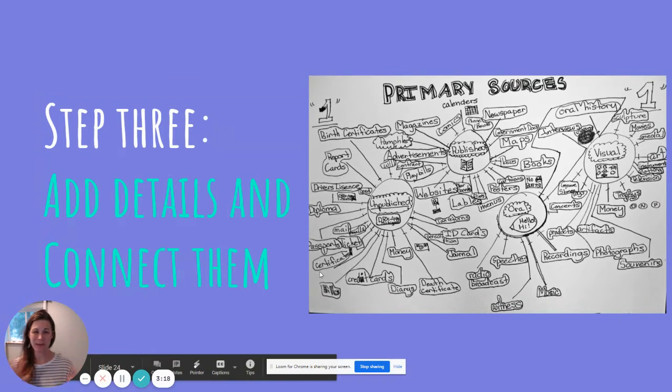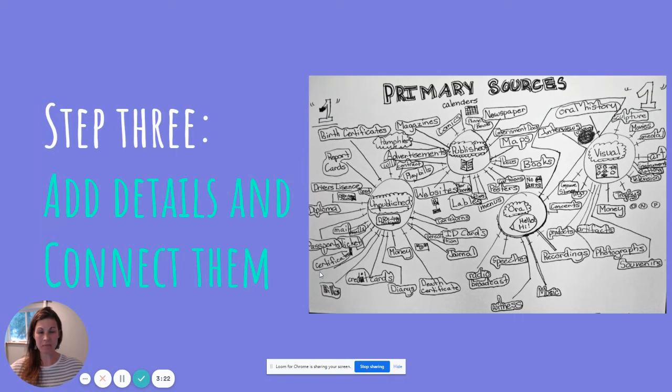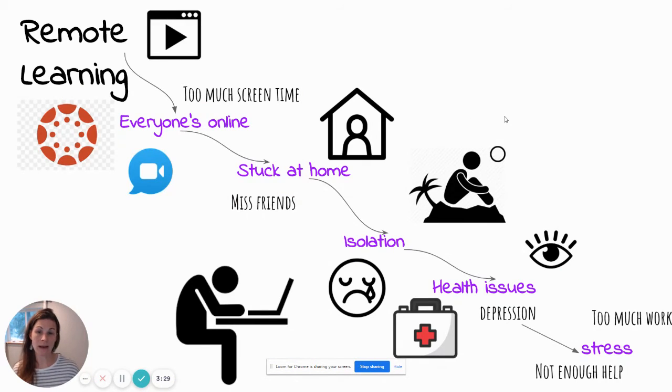Next, we want to take all these main ideas and details and connect them. In science and social studies, there's a lot of big ideas and big systems out there, and we want to show how things happen or how they're related. We can use a variety of connectors. We can use arrows, we can use dots, lines, roads, waves, who knows? But just show how things connect to each other. And there's lots of different ways to do it, okay?